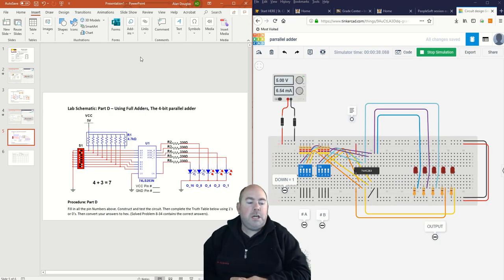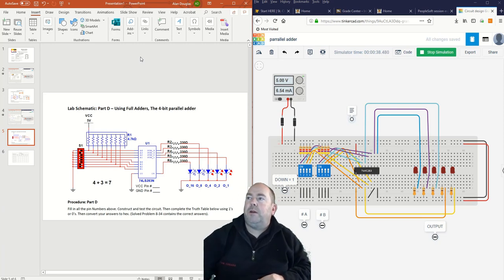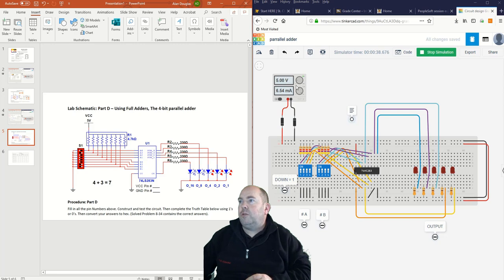Okay, this is part D, using the full adder, 4-bit parallel adder. This is the final bit of the lab. This is what the circuit looks like on the right over here. We've got 2 banks of dip switches. You can use the red ones or the blue ones, doesn't matter. It allows you to fill in a number here and a number here. It's going to add these both together on the parallel adder chip, the 283 chip, and it'll output the results over here on these 5 LEDs, each one representing a bit of a binary number.